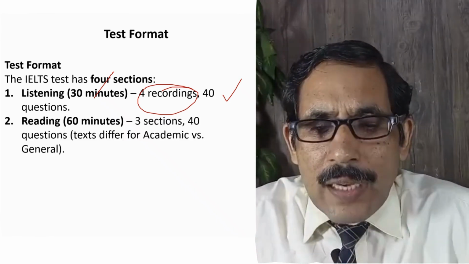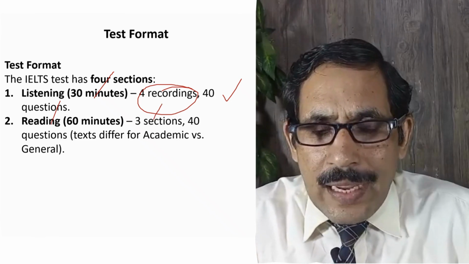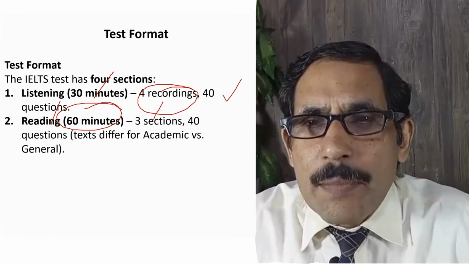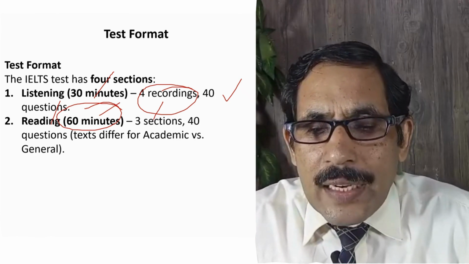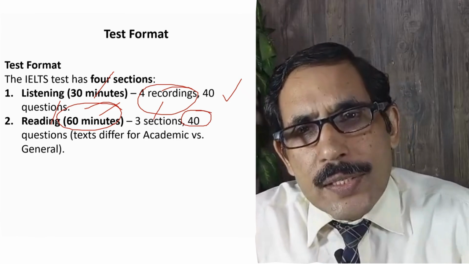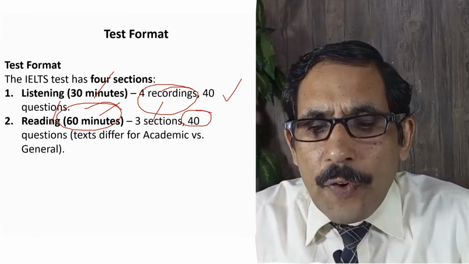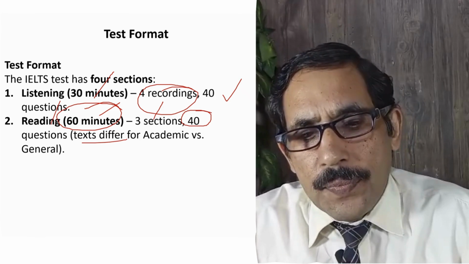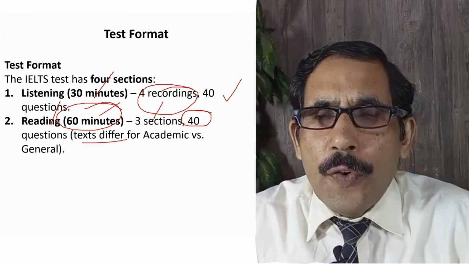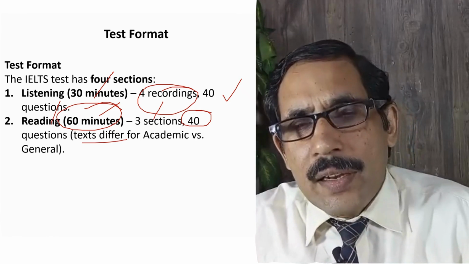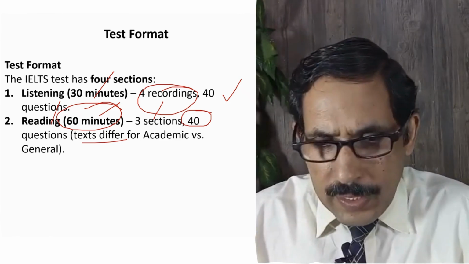The second part is reading. It has 3 sections and 60 minutes, 20 minutes each, and after that there are also 40 questions related to reading. Texts differ for academic and general, so both have different readings. Generally for students, it's from academic journals, or for professionals, it's a professional type of reading.